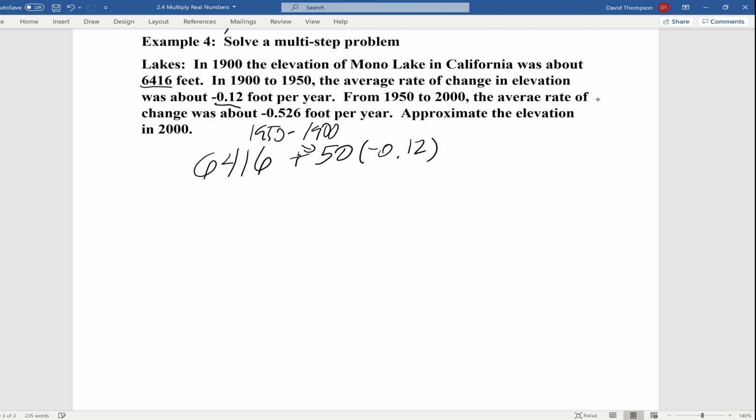So we need to multiply and find out what our values are. So 50 times negative 0.2 is going to be negative 10, so 6,416 plus negative 6. So we dropped 6 feet. So by the end of 1950, we're down to 6,410 feet.